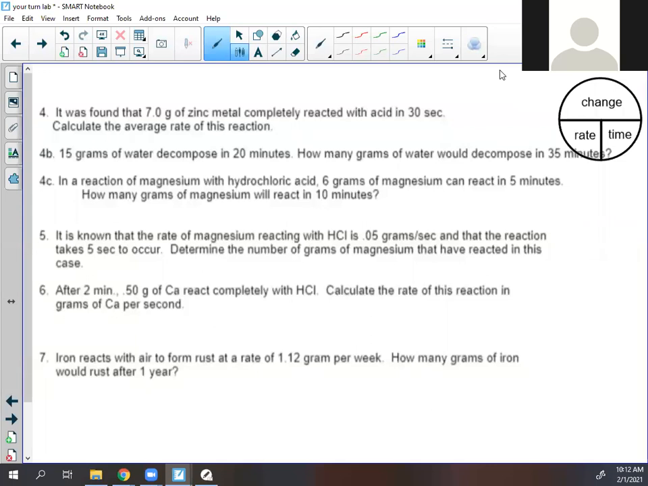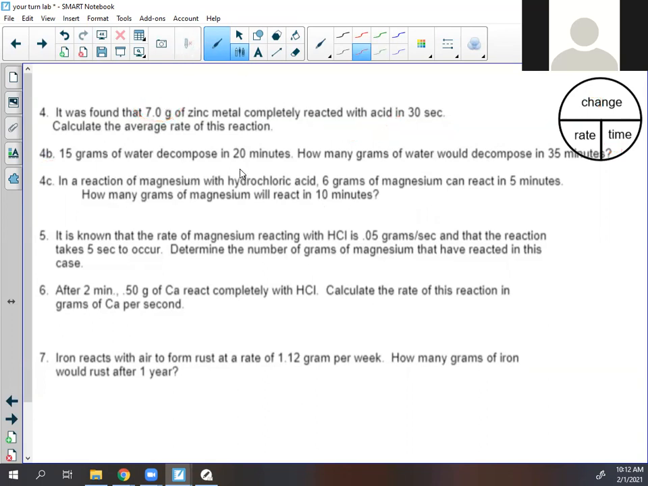It was found that 7 grams of zinc completely react with acid in 30 seconds. So 30 is definitely a time. All right, 30 goes here. And then the change, the amount that reacted, is 7. So 7 divided by 30 was 0.23. Raise your hands if you had 0.23-ish at least. Okay, good.